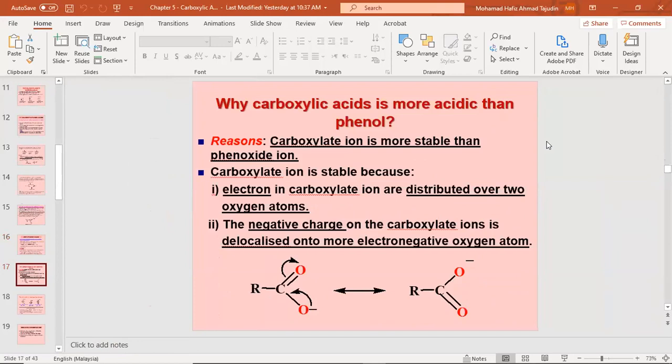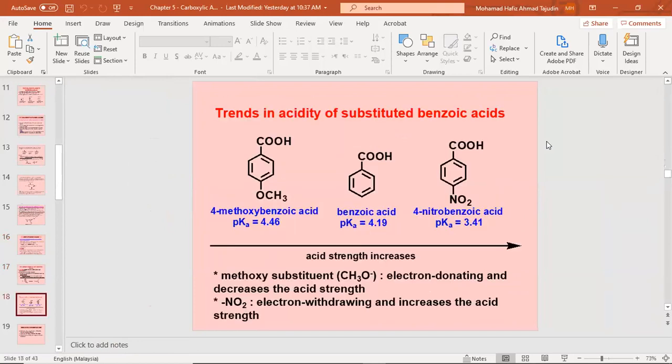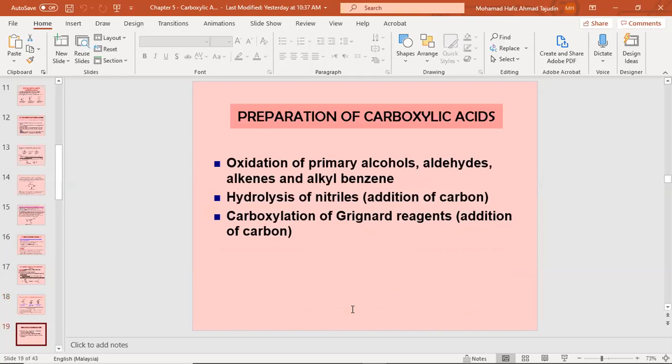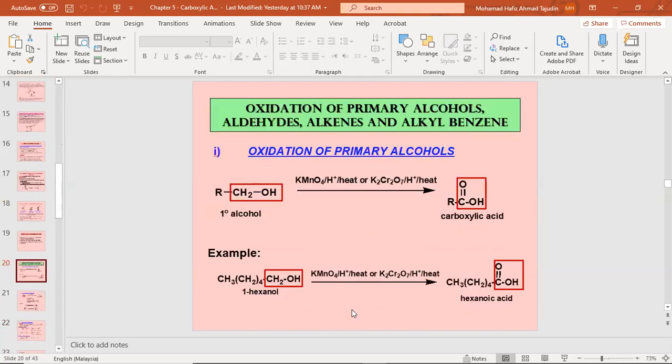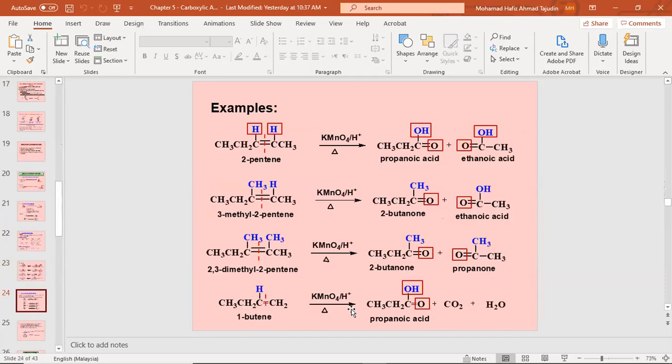Alright, why carboxylic acid is more acidic than phenol? Ada explain kenapa. Ni tadi tu yang saya tunjuk pasal electron donating dengan electron withdrawing group. In general, electron donating decreases acid strength. Electron withdrawing dia akan tingkatkan strength, acidity. The answer is based whether it is electron donating group, electron withdrawing group. Ni preparation ni saya tunjuk dalam YouTube tu, very straightforward. Right, very detailed.